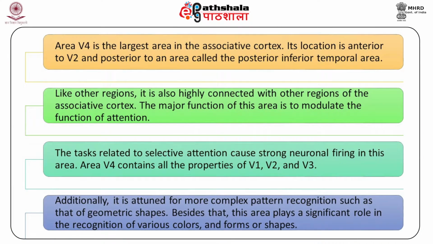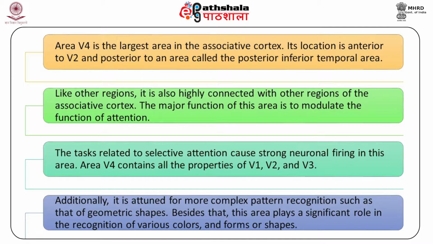They receive projection from the parietal and the temporal cortices and are involved with the task of integration of information of all of these three lobes. Area V4 is located and is the largest area in the associative cortex. Its location is anterior to V2 and posterior to an area called the posterior inferior temporal area.